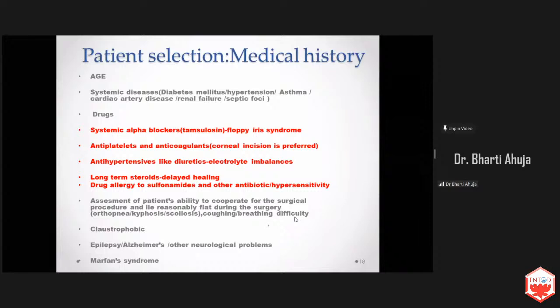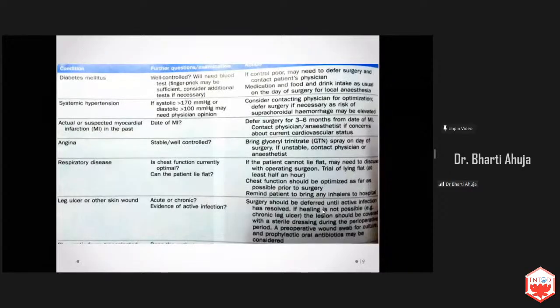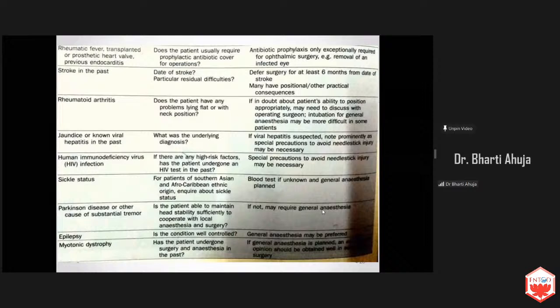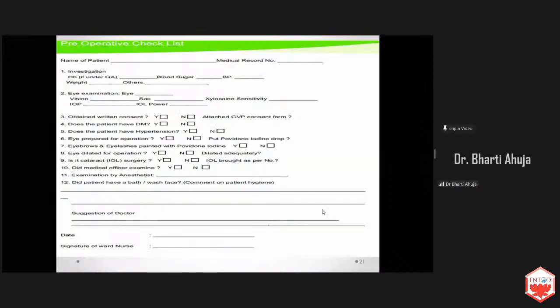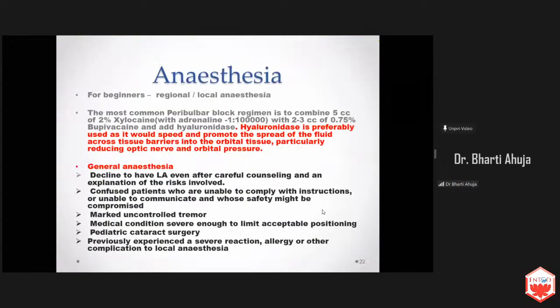Any coughing or breathing difficulty needs to be ascertained, as well as claustrophobic patients and patients who have neurological problems. This is a list of all systemic disorders. I'm not going into details, but we have discussed most of these conditions. Then a preoperative checklist needs to be there with a beginner surgeon so that they can have an easy identification of the case selection.